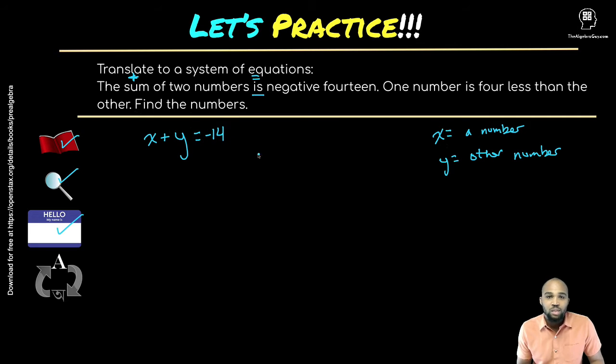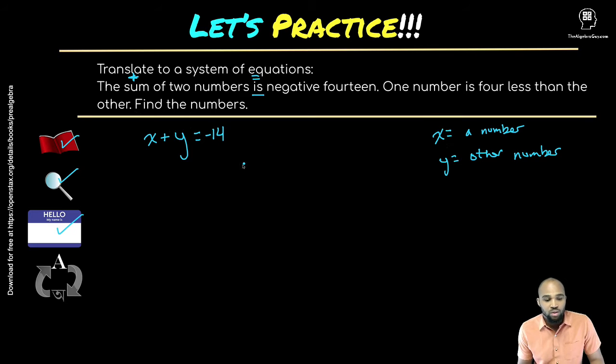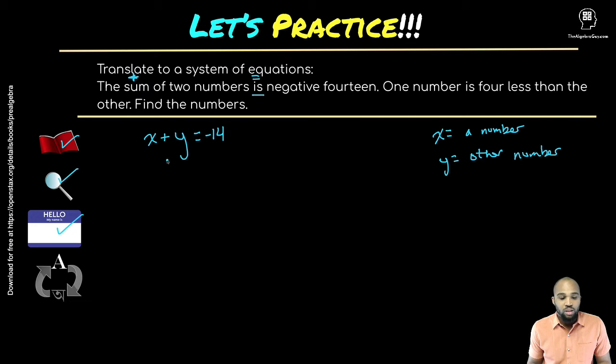Remember, we want a system of equations, so there's another equation we need to consider as well in order to find this answer. One number is 4 less than the other. Now, does it matter which one? No, it just says one number is 4 less than the other. So we're going to take this first number. One number is 4 less than the other number. So that's how you could write it, just like this. One number is 4 less than the other number.